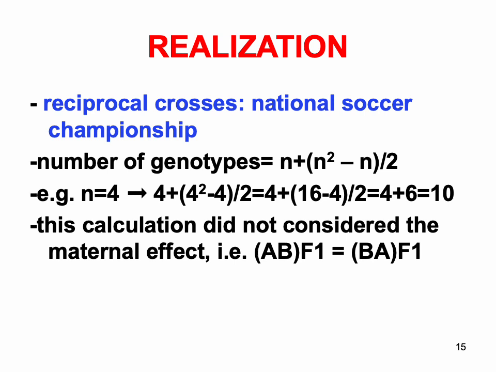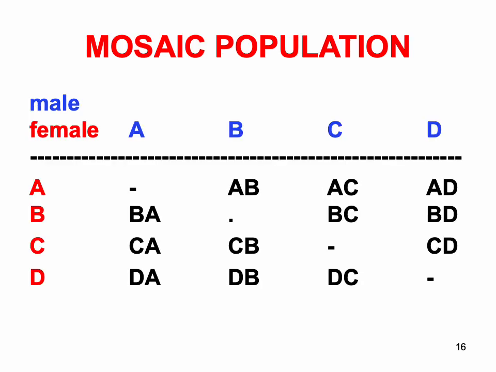The realization is through reciprocal crosses, like the national soccer competition or championship. The number of genotypes is n plus n squared, minus n, divided by 2. For example, if you have 4 inbred strains, the number of genotypes is 10. This calculation does not consider the so-called maternal effect, that is, we calculate as if AB is equal to BA F1 generation.